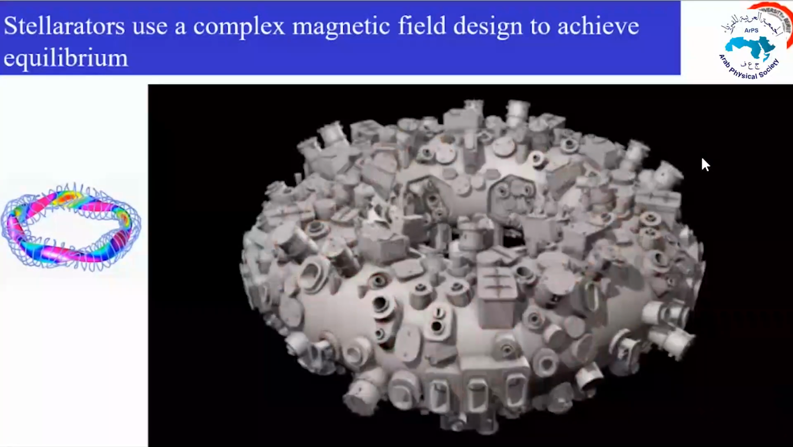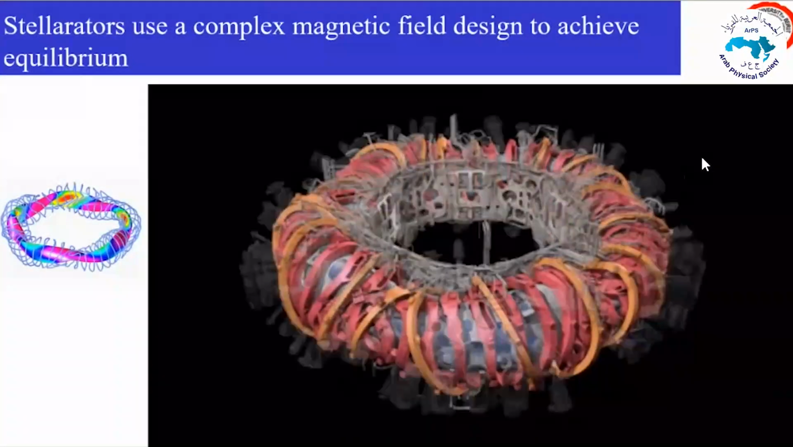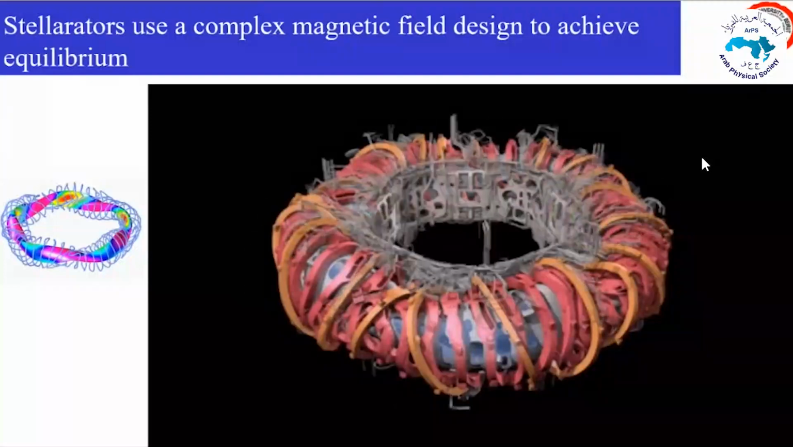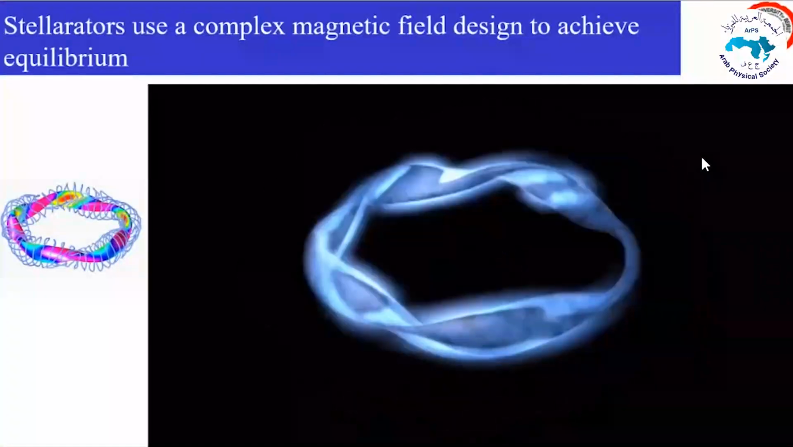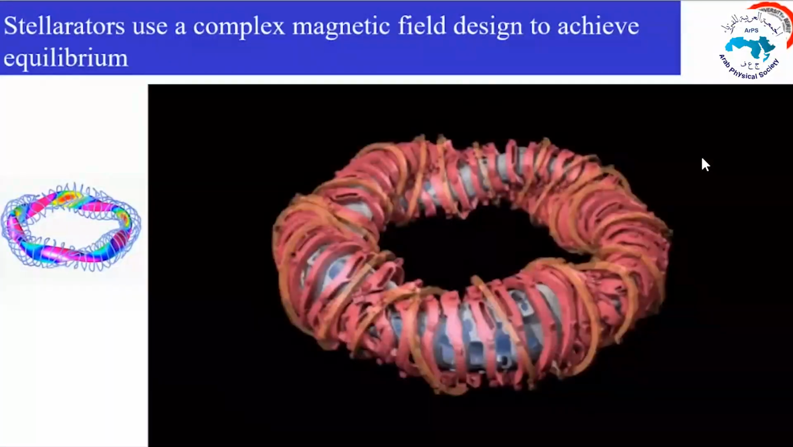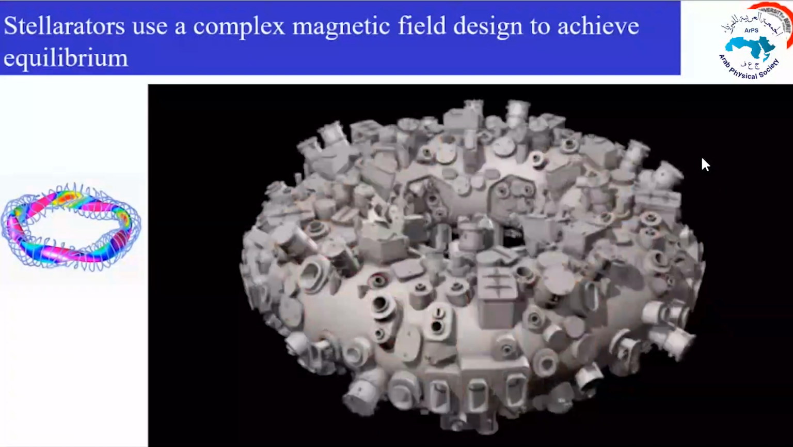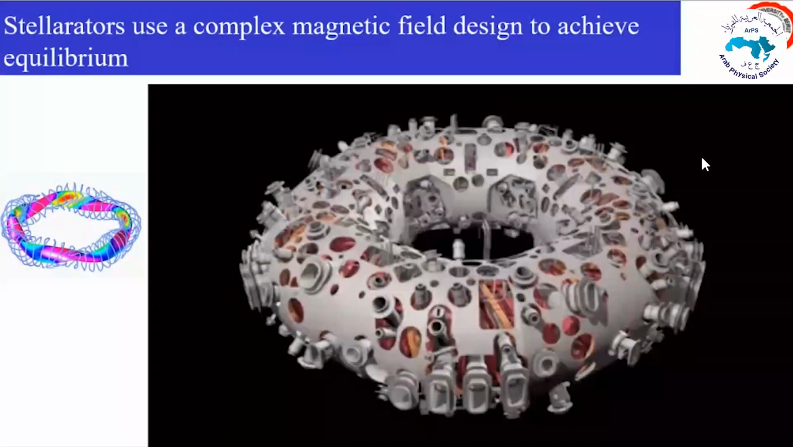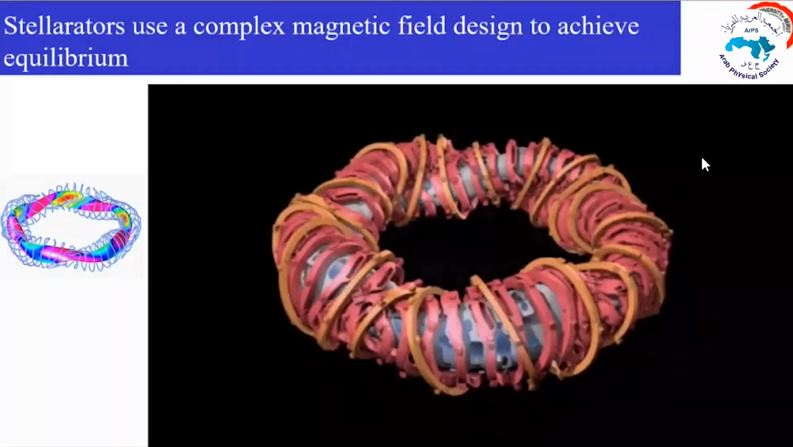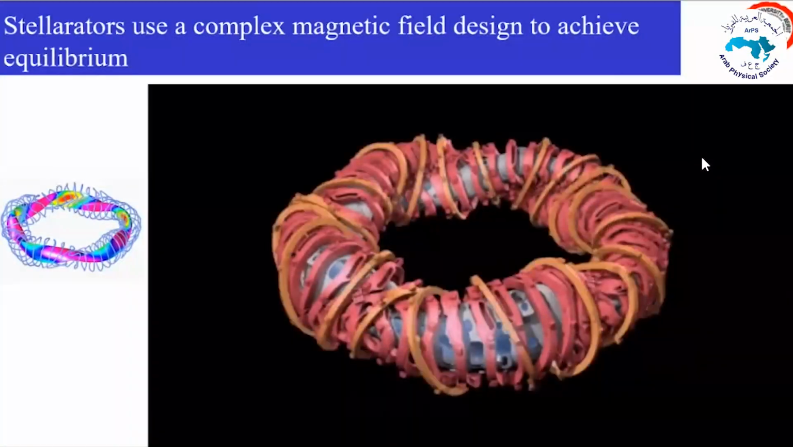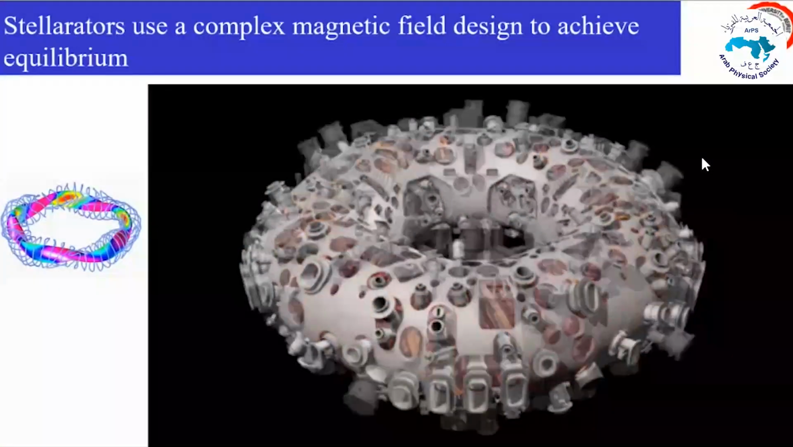And so, as I said, this equilibrium is either done by simple magnets, but with a current in the plasma, or without a current, but with a complicated set of magnetic coils. I have been to Wendelstein 7-X, which is in Germany. And believe me, this is the most complex machine that I have ever seen. It's really huge.